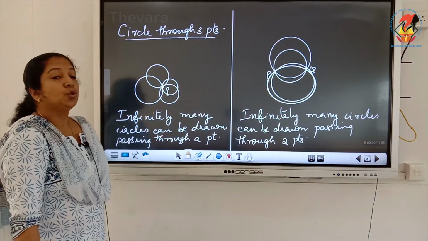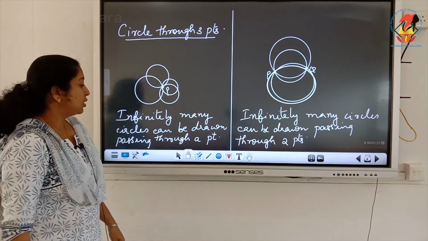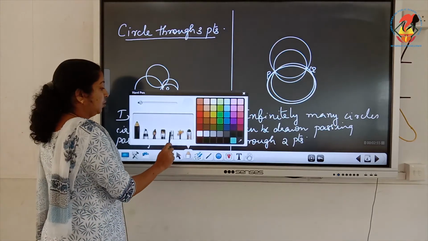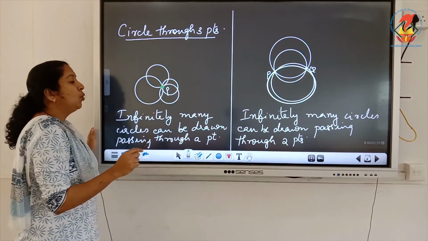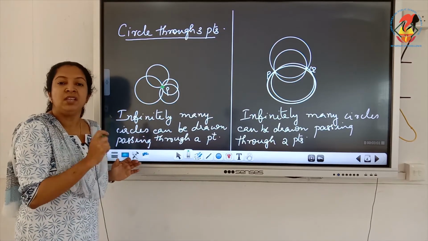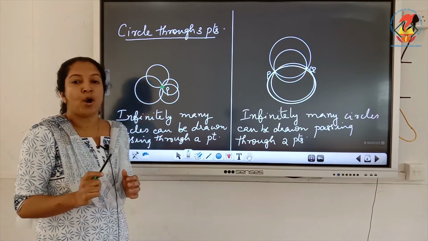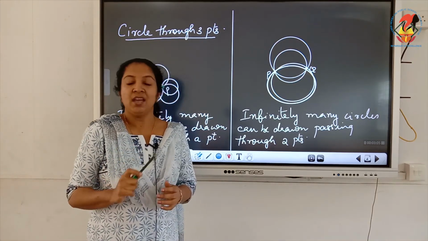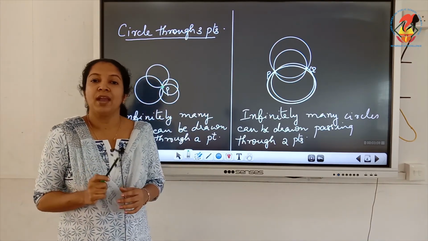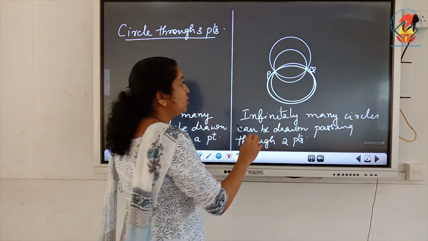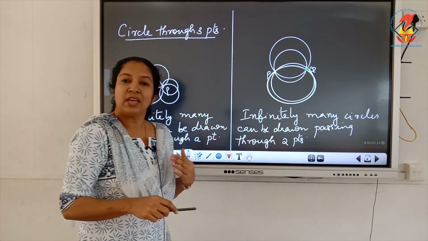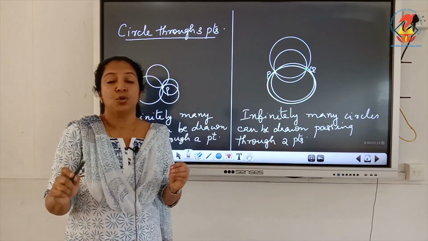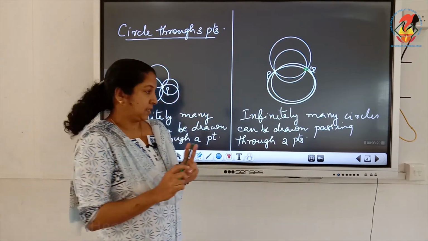Next, circles through points. First we consider one point. See, one point here. We can draw infinitely many circles through a given point. Then what about 2 points? Here 2 points. Here also we can draw infinitely many circles through 2 given points.